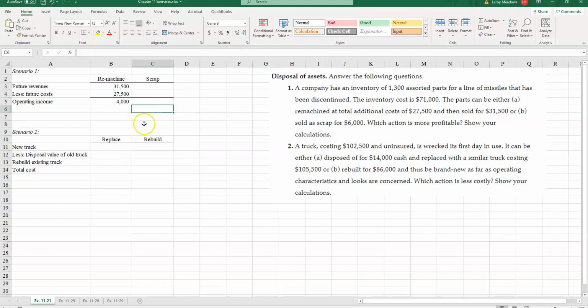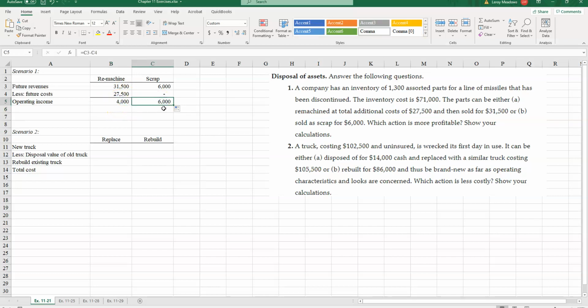Now, let's take a look at scrapping them. If I scrap them, what am I doing? Well, I'm going to get $6,000 of scrap revenue. Do I have to invest in any additional costs in order to scrap them? No. So I can scrap the missile inventory, and there's no cost to do that. So if I scrap the inventory, I'll get $6,000. If I remachine the inventory, I'll get $31,500, but it's going to cost me $27,500. So the net increase in operating income is only $4,000.